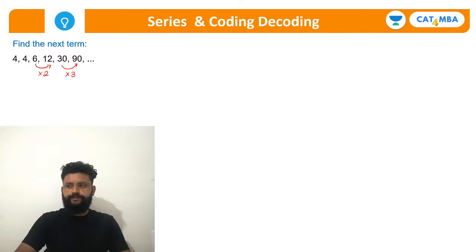Double 4 will be 8. Just less, it is more than 1 time and less than 2 times, so times 1.5. 12 times 0.5 comes out to be 6. So the pattern is times 1, times 1.5, times 2, times 2.5, times 3, times 3.5, and the answer is 315.